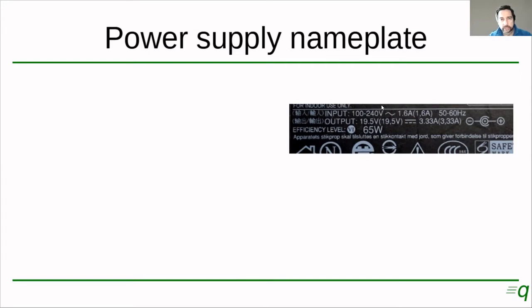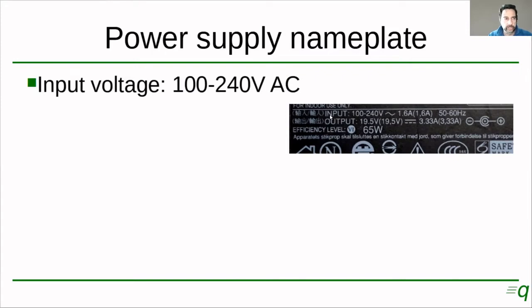If you look at the power supply, this is coming from a laptop, for instance, but any power supply should have a nameplate similar to this one. Let's try to understand what it is that we see here. The first thing we see is input voltage. It says 100 to 240 volts, and then the wave, that means AC.